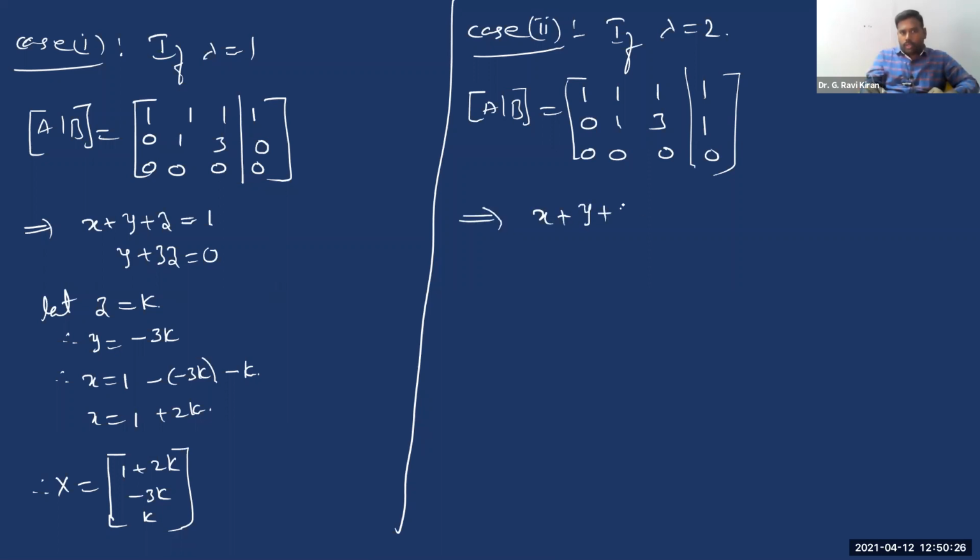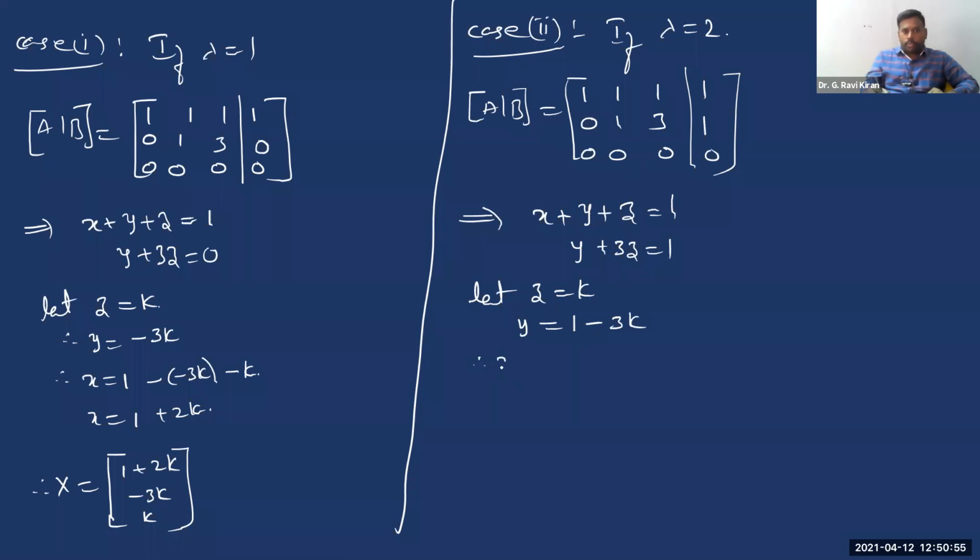We'll get the equations like this: x plus y plus z is equal to 1, then y plus 3z is equal to 1. See, again the same story. You have only 2 equations, but there are 3 unknowns. Because one unknown is extra, let me take that extra unknown as some k. So when I take z is equal to k, we'll get y as 1 minus 3z, so it is 1 minus 3k.